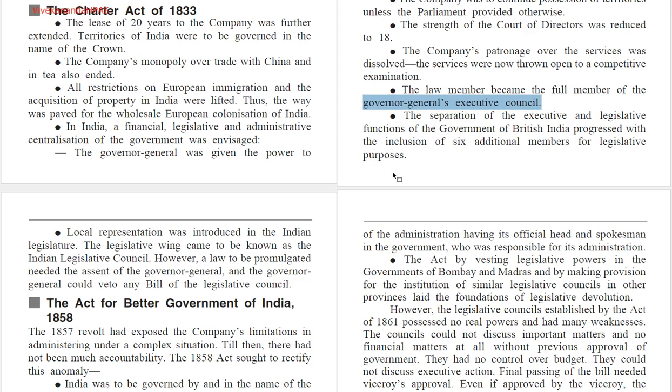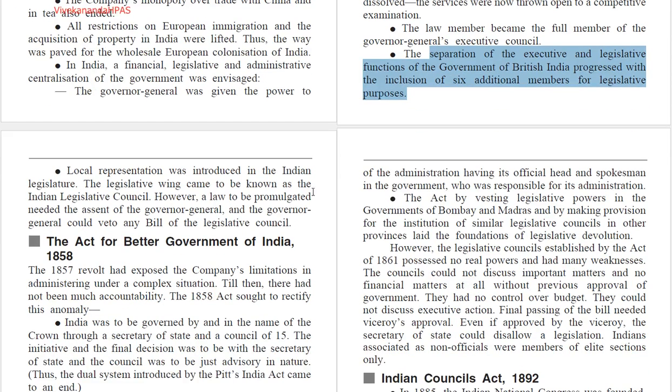So in 1853, the separation of the executive and the legislative function of the government of British India progressed with the inclusion of 6 additional members for legislative purposes. Now they wanted to expand the legislative purposes as the territory was growing. So they thought the people's aspirations were also growing. In 1853 there were some sections demanding that the legislature should be represented by Indians. The first local representation. When I say local representation, that means people who were elected locally.